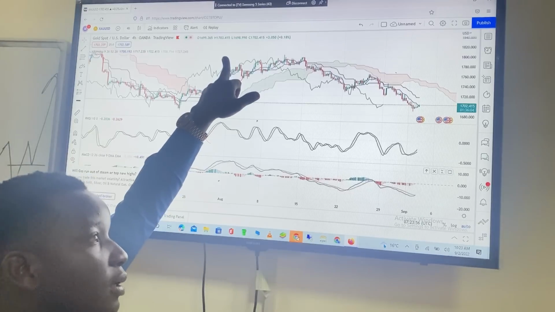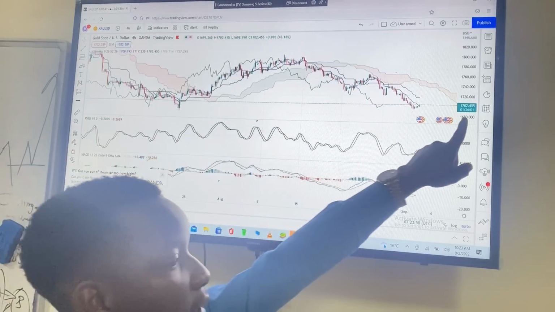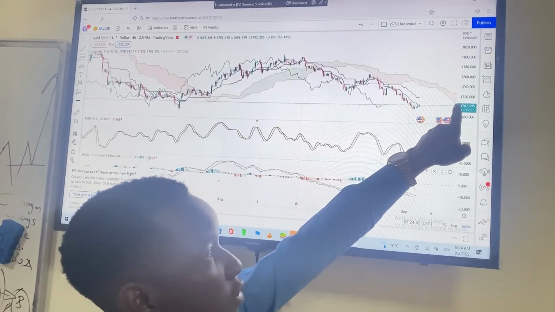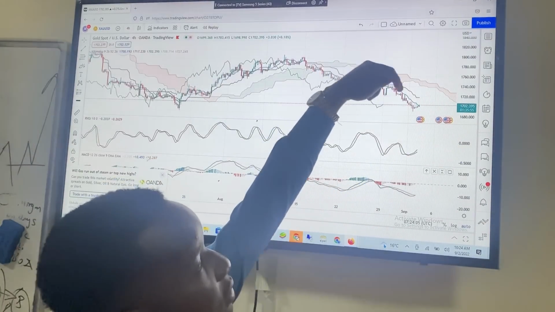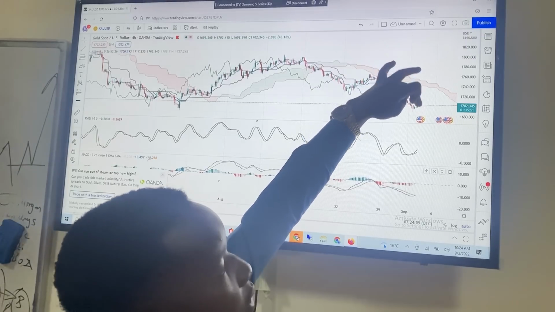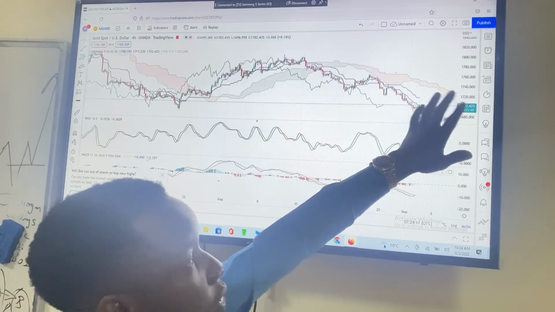When I say price, I mean the current market price. As you can see, the current market price is 1702, and the last candlestick is at 1702, which is a buy candlestick. But you can see the position of the cloud is up, and the position of the price is below the cloud. So right now you look for sales.